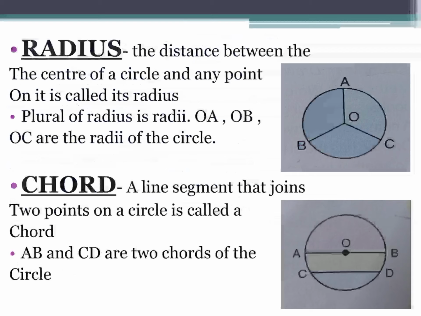Chord: a line segment that joins 2 points on a circle is called a chord. In this, AB and CD are 2 chords of the circle.